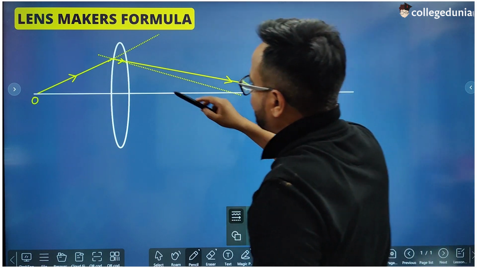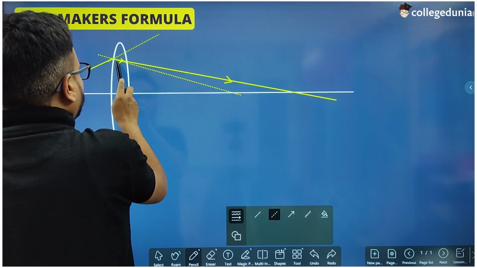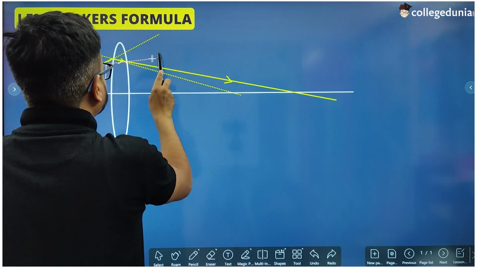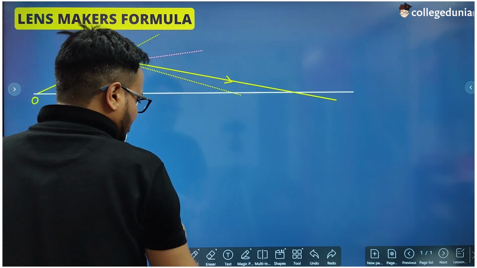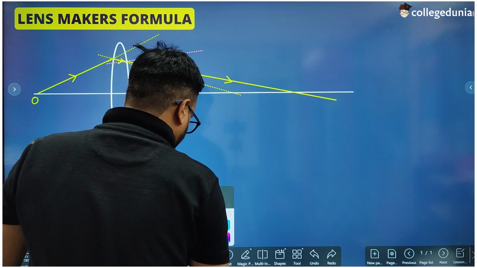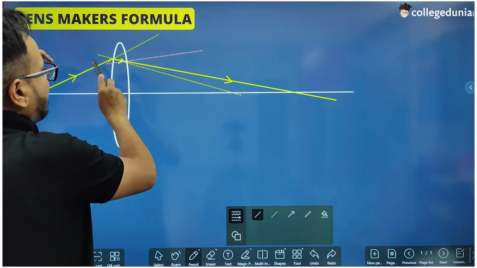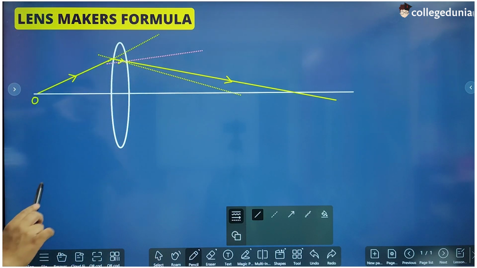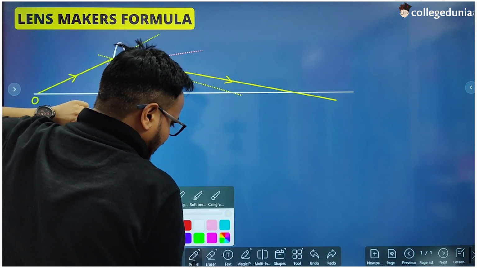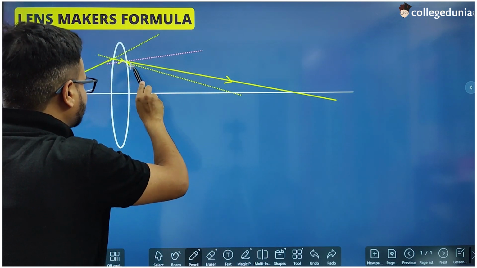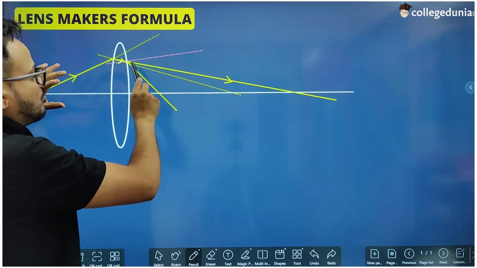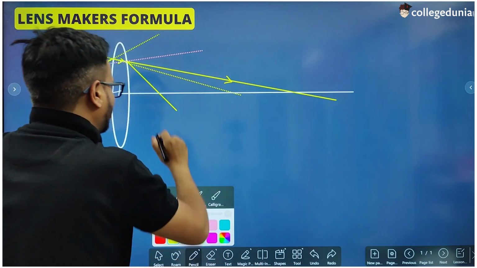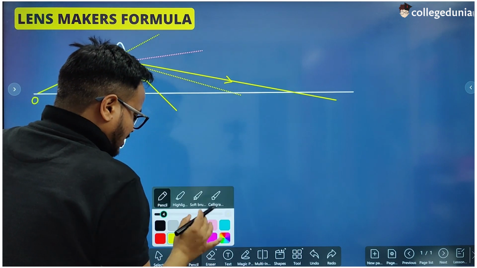So let's first make a normal on this surface also. Roughly let us say this is the normal on this surface, right? So this ray will now bend away from normal. So the actual path, this would have been the path of the ray if there was no second surface, right? But second surface is also there, so ray will again bend on this surface like this, because it has to go away from the normal, and this is the normal and this was the actual path of the ray, so the ray will bend away from the normal. So this is the path of the first ray.